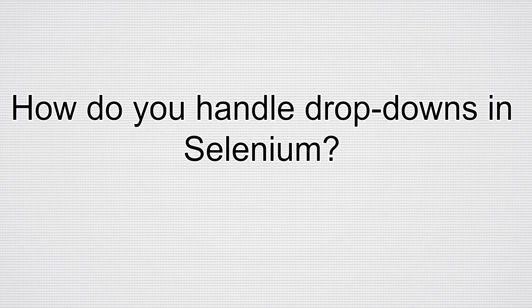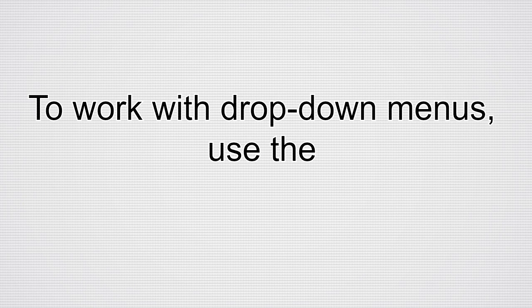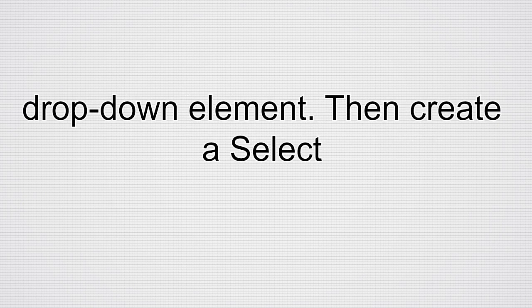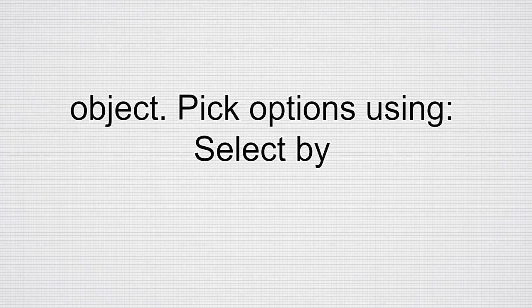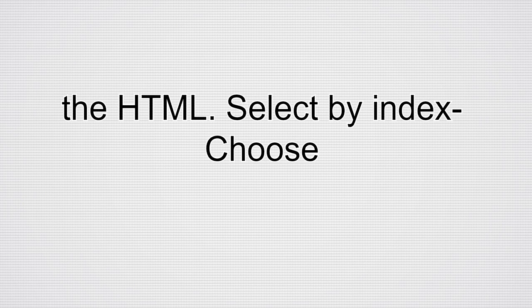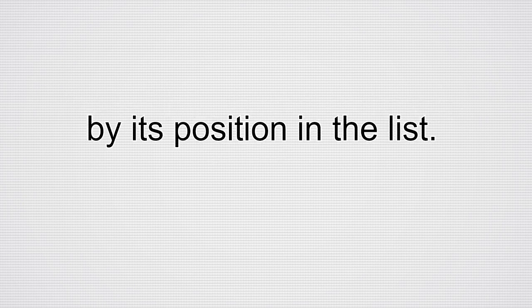How do you handle dropdowns in Selenium? To work with dropdown menus, use the Select class. First, find a dropdown element. Then create a Select object. Pick options using selectByVisibleText. Choose by the text you see. selectByValue. Choose by the value in the HTML. selectByIndex. Choose by its position in the list.